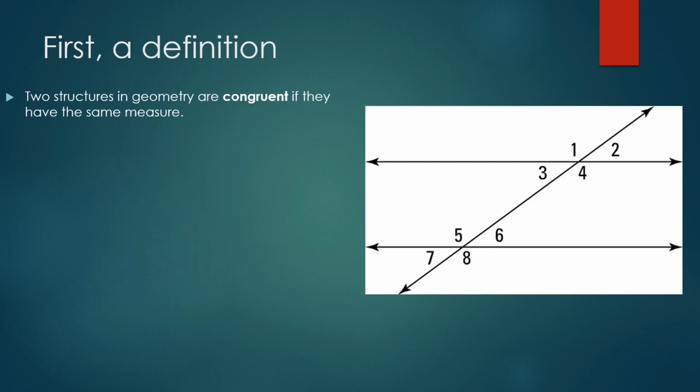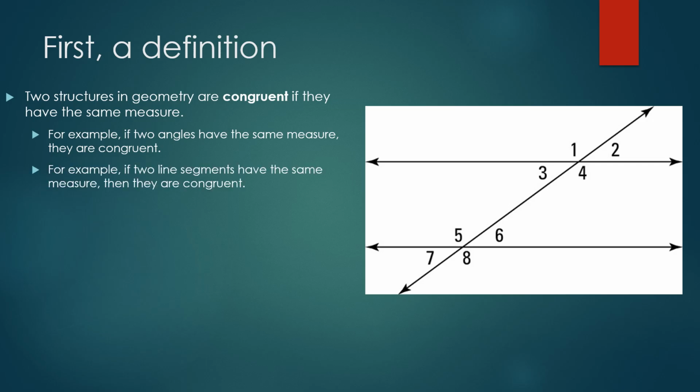First, a definition. Two structures in geometry are congruent if they have the same measure. Because it is very vague, we can talk about any type of structure that we've already talked about in geometry. For example, if two angles have the same measure, they are congruent, even if they're not in the same position or they're not even on the same plane of existence.